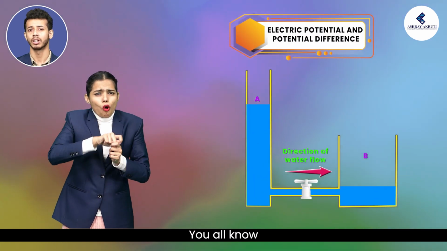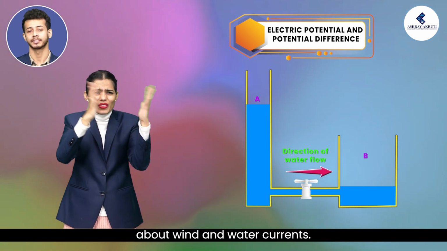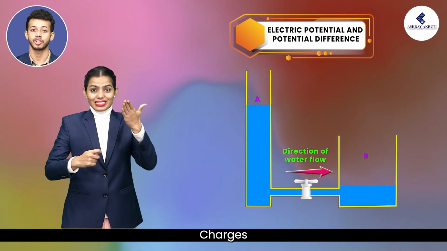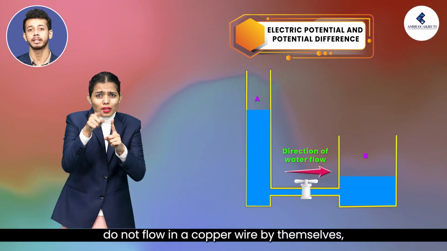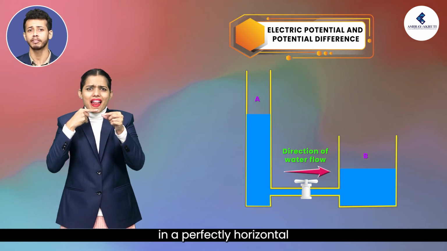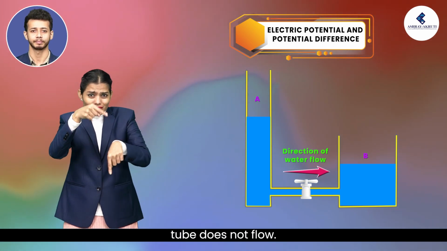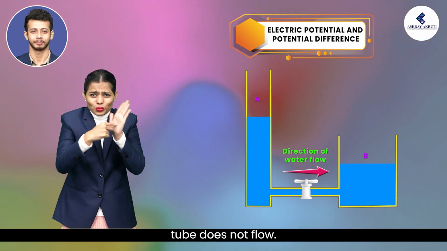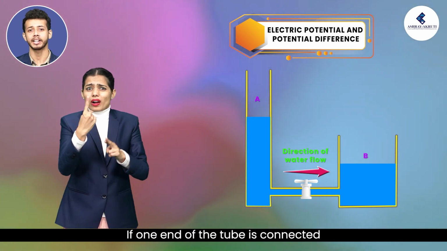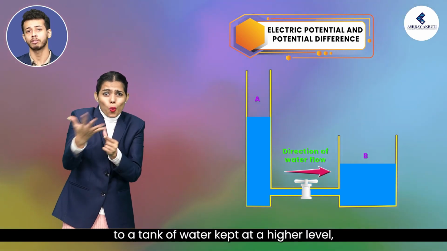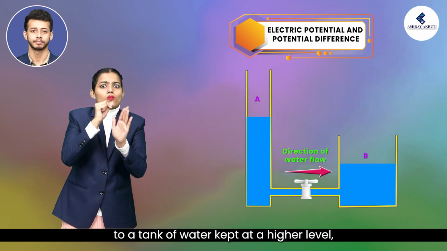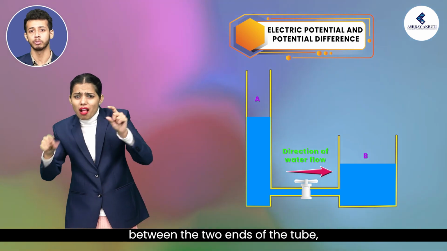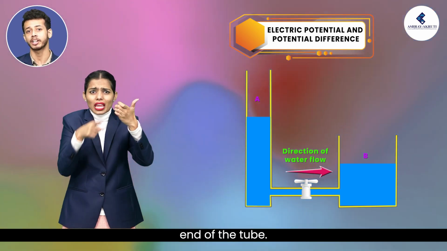You all know about wind and water currents. Charges do not flow in a copper wire by themselves, just as water in a perfectly horizontal tube does not flow. If one end of the tube is connected to a tank of water kept at a high level, such that there is a pressure difference between the two ends of the tube, water flows out of the other end of the tube.